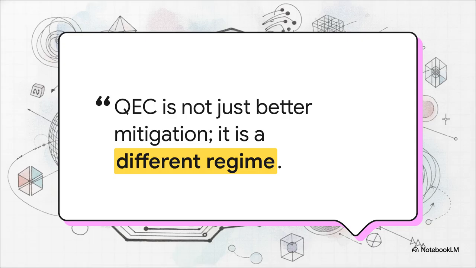Quantum error correction is not just better error mitigation. It's a completely different execution regime. Error mitigation uses classical post-processing to slightly tidy up noisy results. But error correction, that is a massive paradigm shift. It fundamentally alters how the hardware and software interact with each other in real time.